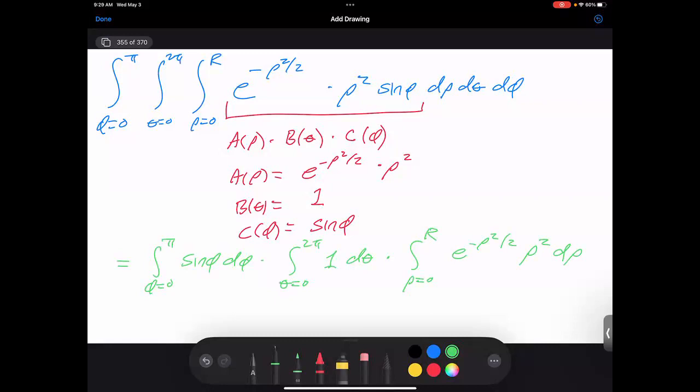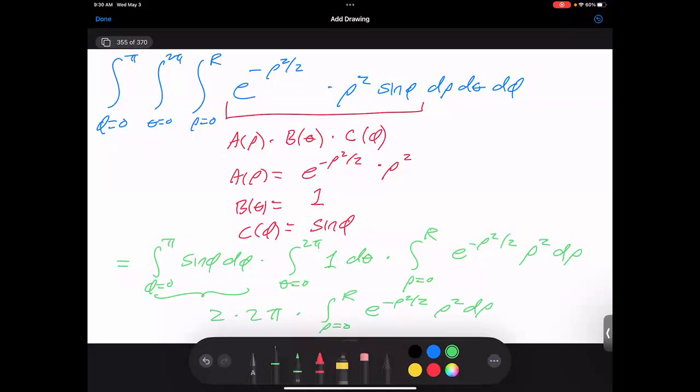So the first one, what's the integral of sine? Negative cosine. And I'm evaluating this at pi and at 0. So I will let you do the calculation later. You get that this integral is equal to 2. What do I get when I integrate 1 from 0 to 2 pi? Two pi. And now I'm left with the integral rho goes from 0 to r of e to the minus rho squared over 2, rho squared d rho. And the question is, what is that integral?